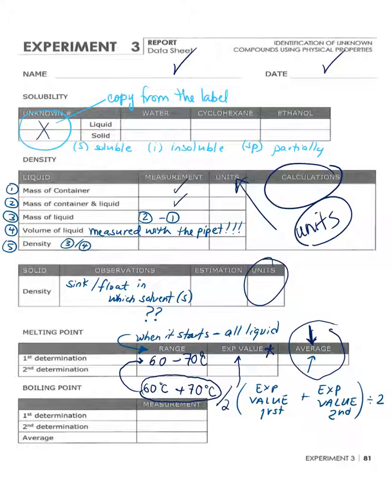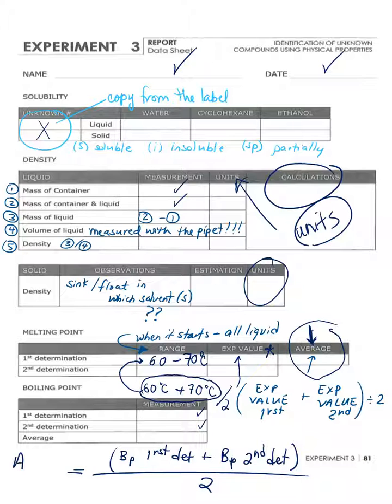Boiling point, you're going to look at the boiling point of your liquid two times and take the average for that one. Boiling point, BP, first determination plus boiling point, second determination, divided by 2, that's your average. This one.